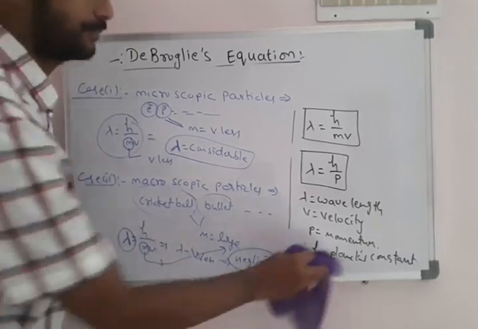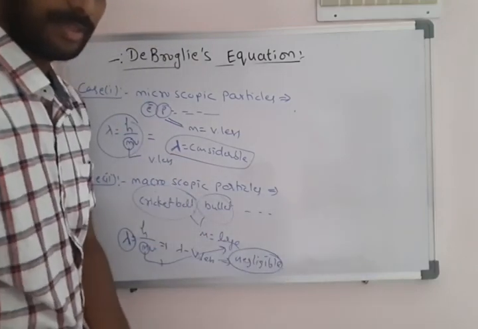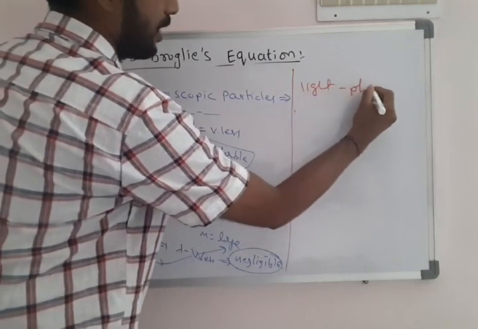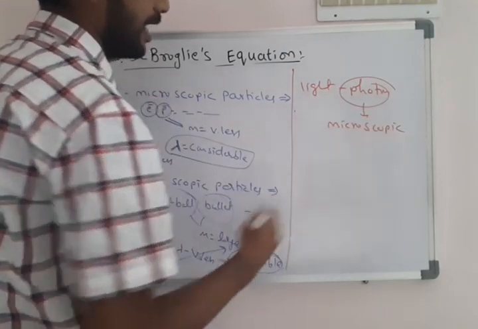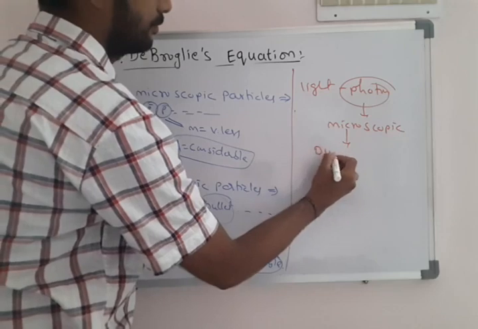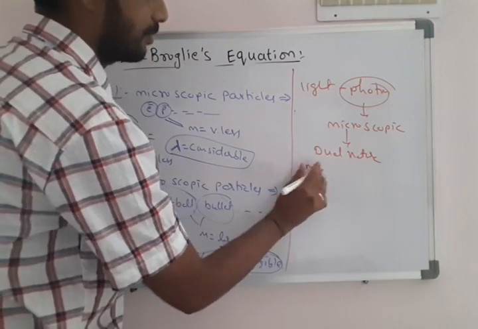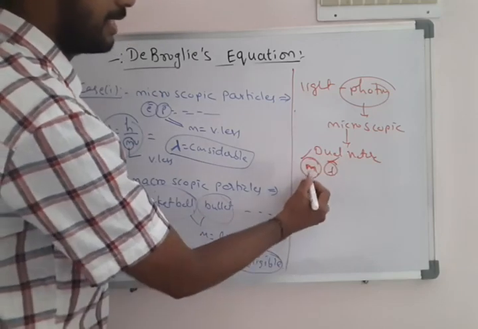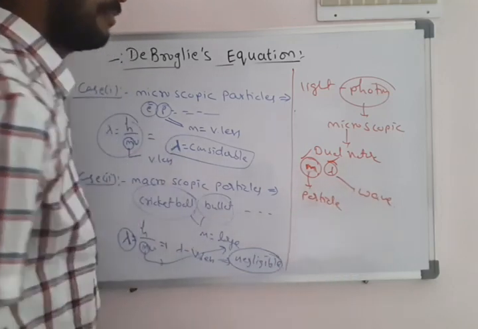For example, light consists of particles called photons. Photons are microscopic particles. Microscopic particles compulsorily show dual nature. They have some mass, and they also have lambda, mass and lambda. That's why they show particle nature, and they also show wave nature.